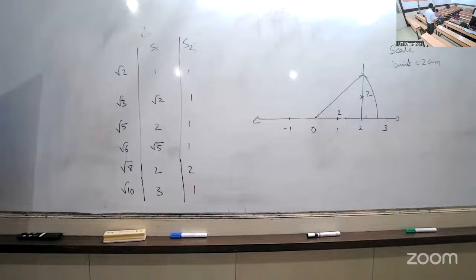Root 10, root 10. One minute check. So do you have to write it out or even give the justification? You have to draw the construction, you have to draw the justification, okay? You have to completely write the justification.